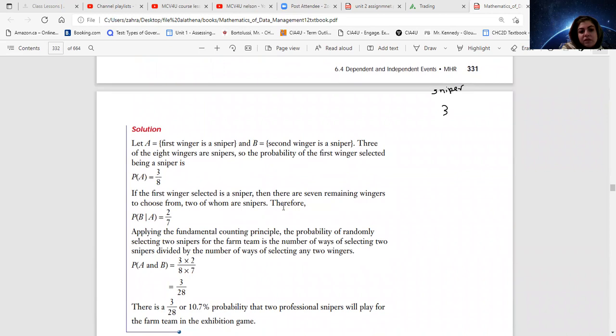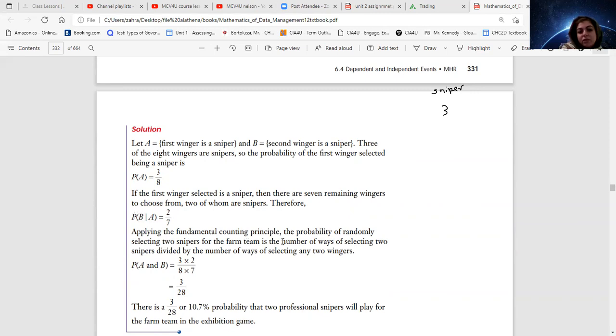If the first winger selected is a sniper, then there are 7 remaining wingers. One is gone, so 8 becomes 7, and one sniper has been chosen, so you have 2 out of 7. This gives you the probability of B when A has already happened. A is the probability that the first one is a sniper. Assuming the first one is a sniper, the probability the second is a sniper is 2/7.